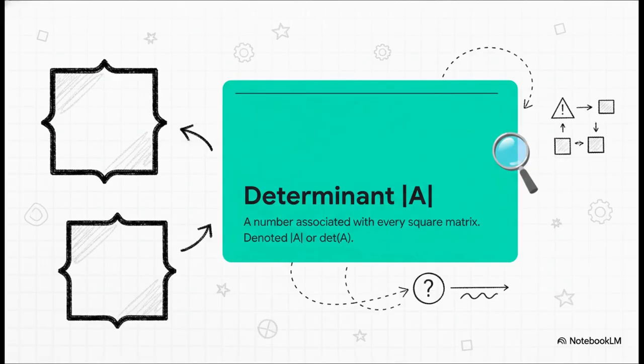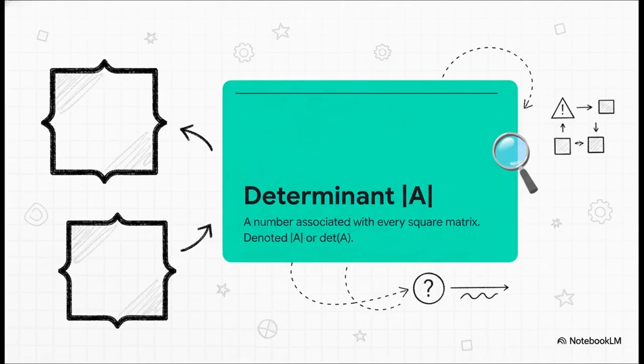Okay, so formally, a determinant is a unique scalar value that's associated with every single square matrix. And remember, it's only square matrices, 2 by 2, 3 by 3, you get the idea, that even have a determinant. This number isn't just random. It's calculated from the elements of the matrix, and as you're about to see, it tells us a ton about the matrix itself.